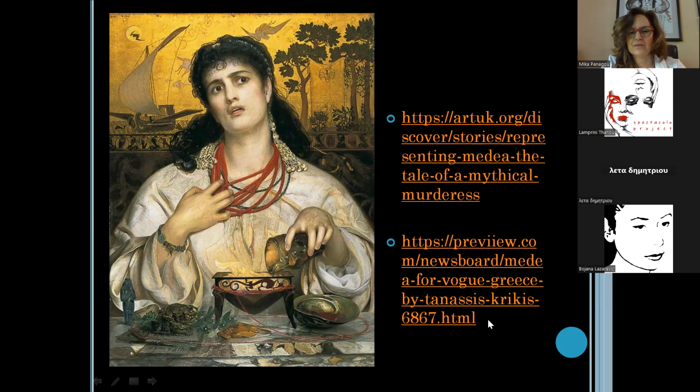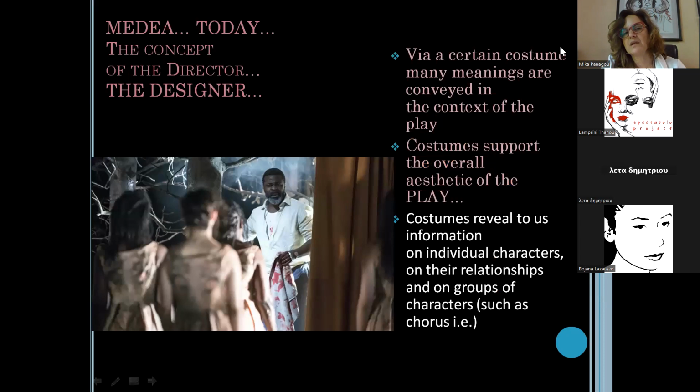But this is for a bit later. So, coming closer to something more modern, a director will have a specific concept, the designer also, and the costume designer also. So they will have costumes that might seem extremely contemporary to you, but they will convey the exact meanings that something that looked more ancient or more in the times would.